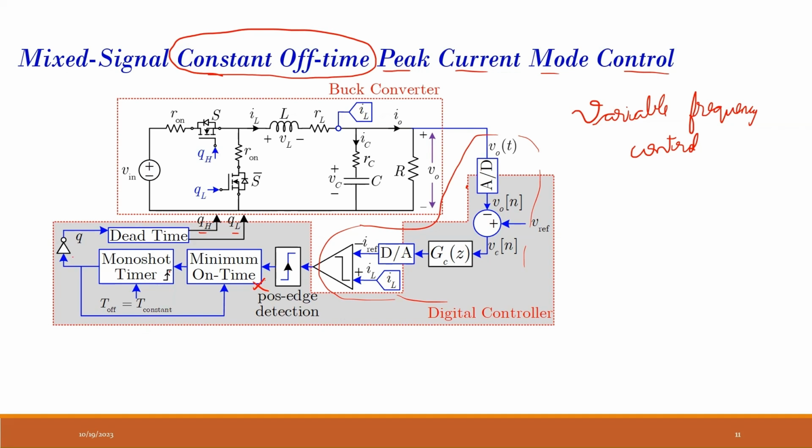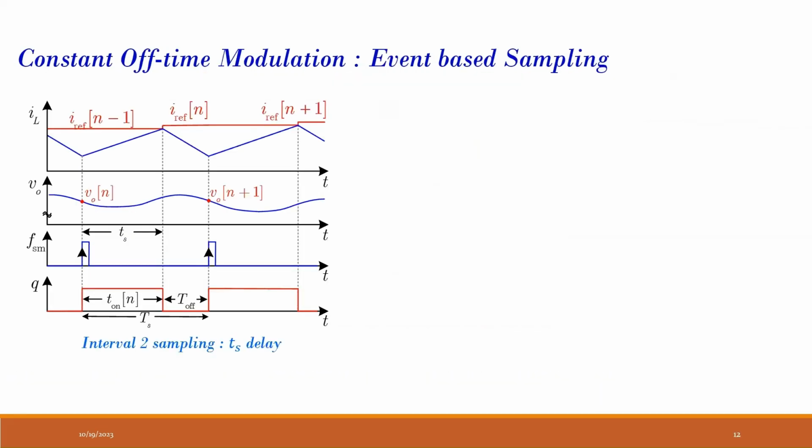And this is again peak current mode control, so we will have to do interval 2 sampling. That is, when the inductor current is falling or when the main switch is off, that time we are taking the sample of the output voltage. Over here the output voltage sample is taken, and the reference is updated over here.